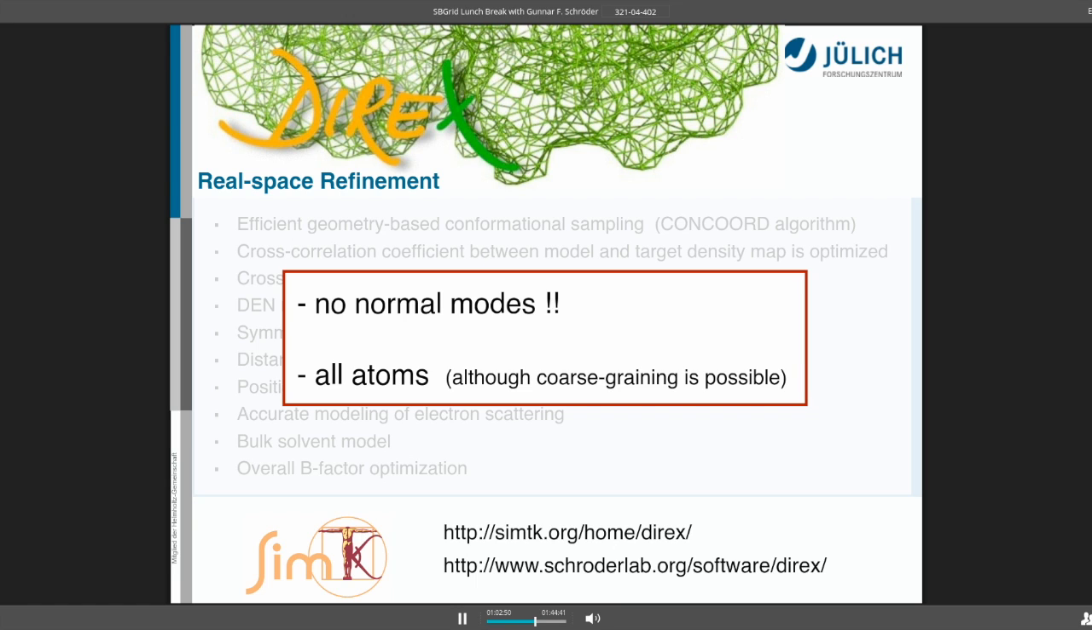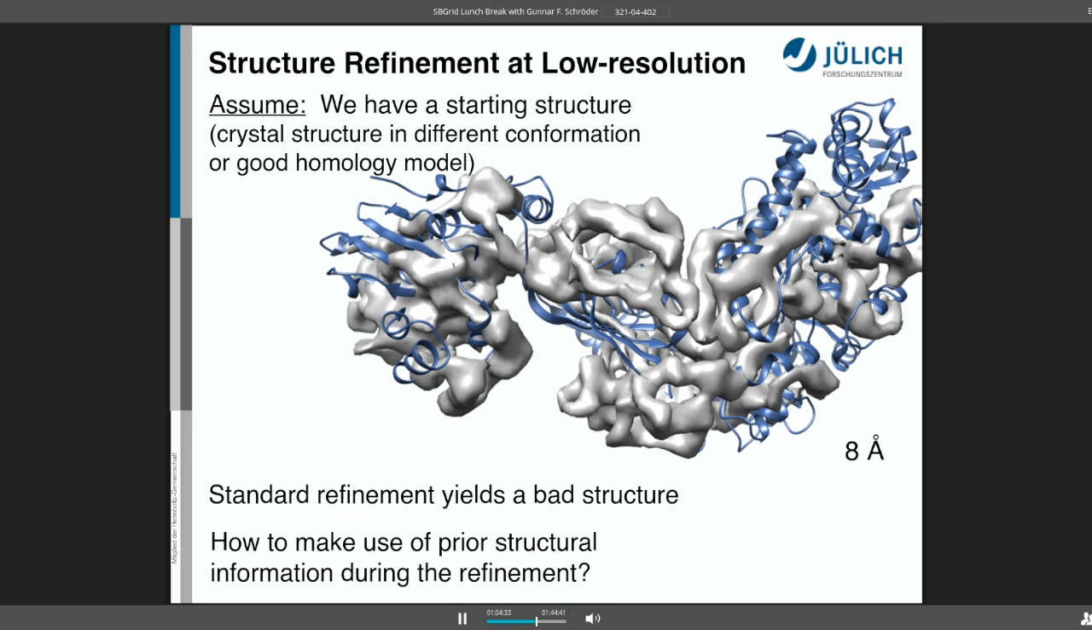So the typical situation where we use DireX is shown here. Let's say you have a starting structure, a known crystal structure or a homology model in a different conformation, and you have some low resolution data. This here is an 8 angstrom density map, for example. If you just use a standard refinement approach without any additional restraints, then you typically mess up your structure if you just fit the structure into the density.